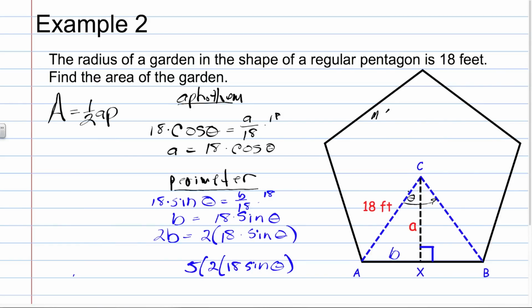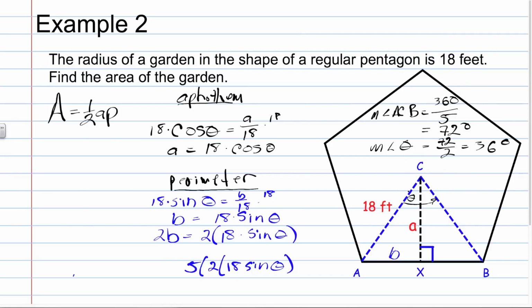And the measure of angle ACB is equal to 360 divided by 5. That's true because there are 5 congruent central angles inside this regular pentagon, and each one of them, since they're congruent, will have the same measure. So 360 divided by 5 gives us 72 degrees. And remember, the measure of angle theta is equal to 1/2 of that. So 1/2 of 72 degrees is 36 degrees. So anywhere we see the measure of angle theta, we can put in 36 degrees.